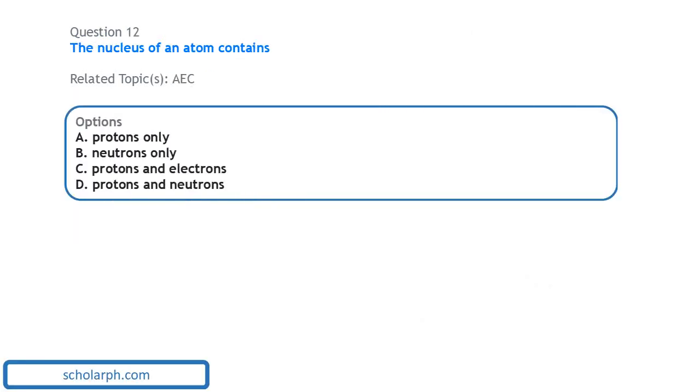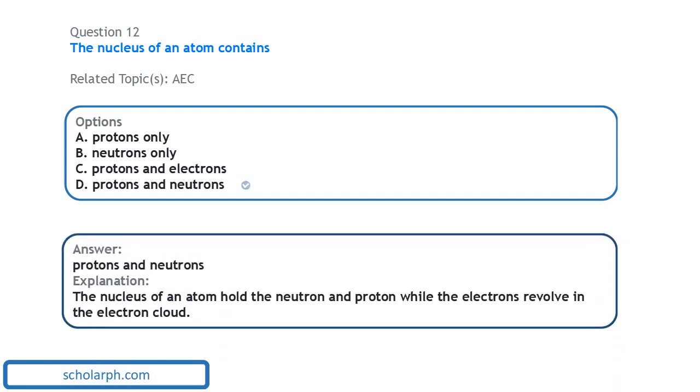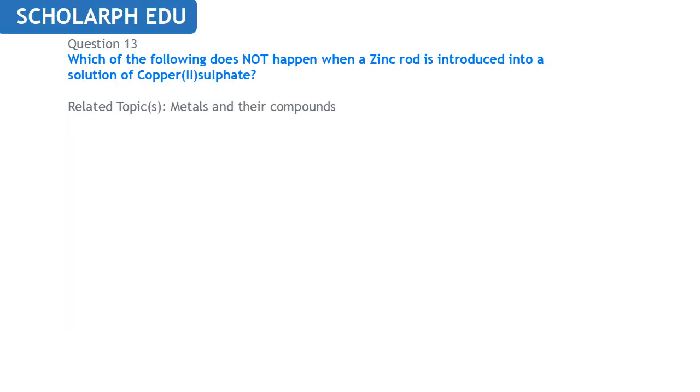The nucleus of an atom contains 3 subparticles: the proton, the electron, and the neutron. The electrons are in the shell or in the electron cloud, while the protons and neutrons are what you have in the nucleus of the atom. So the nucleus of an atom contains protons and neutrons. These are the nuclear material in the atom.